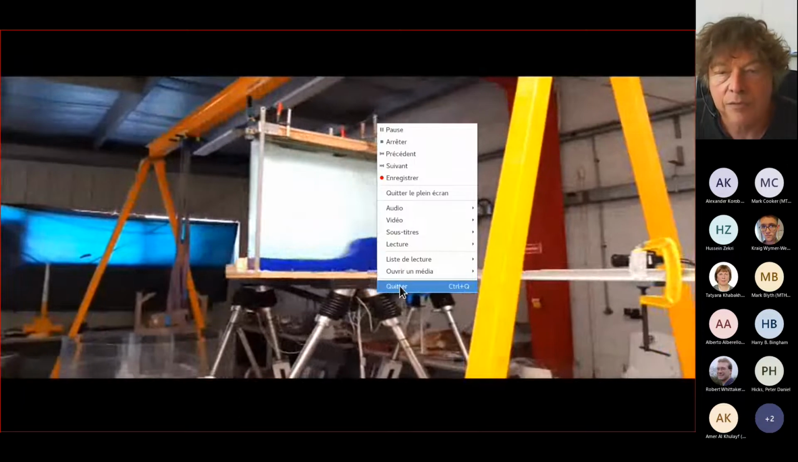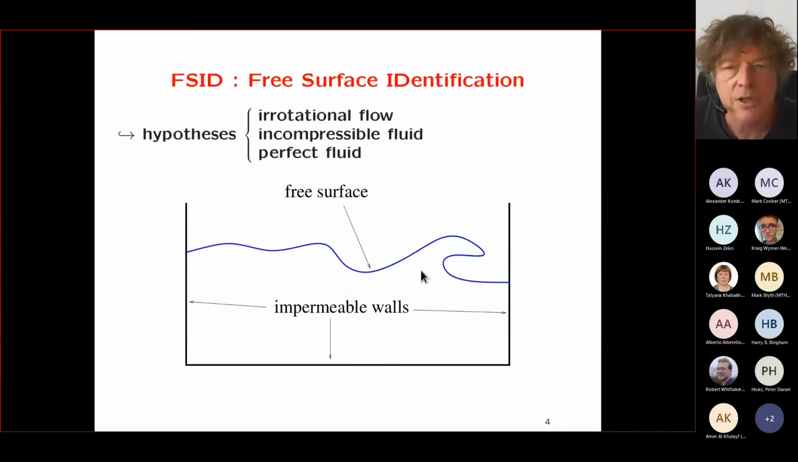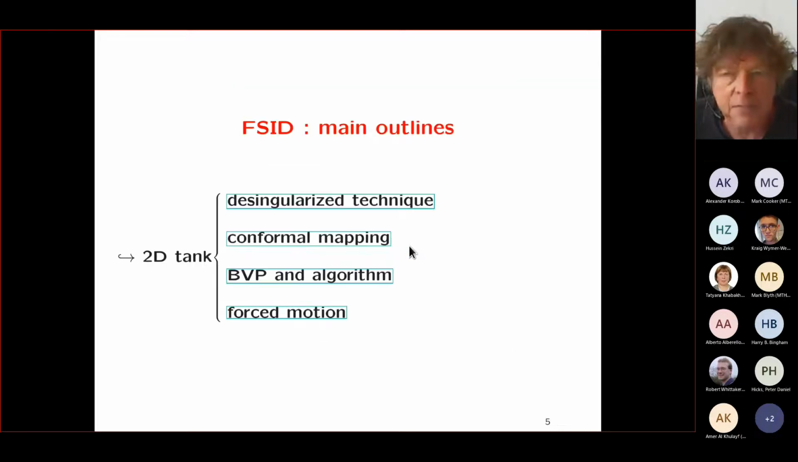Hopefully I could have new experimental data next year, because actually I tackle this problem numerically by using this code, which is called FSID, for free surface identification. It's a code which solves the equations for nonlinear free surface flows in potential theory, so with the classical hypothesis. I won't give more details than what is written here.